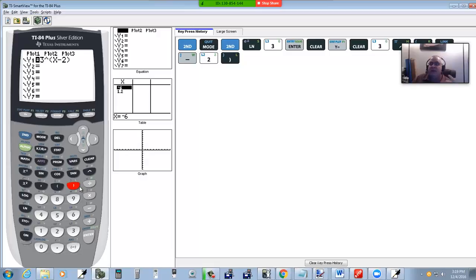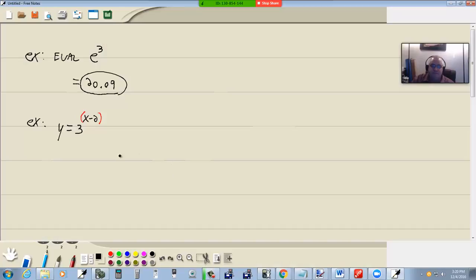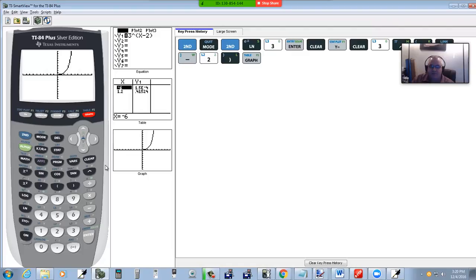Now, if you don't do the right arrow to get it out of the exponent, it will not work on other problems. It'll work just fine on this one. But on other ones, if you have anything more following this, it'll put everything up in the exponent. And then I'll push my graph. And that would be our answer.